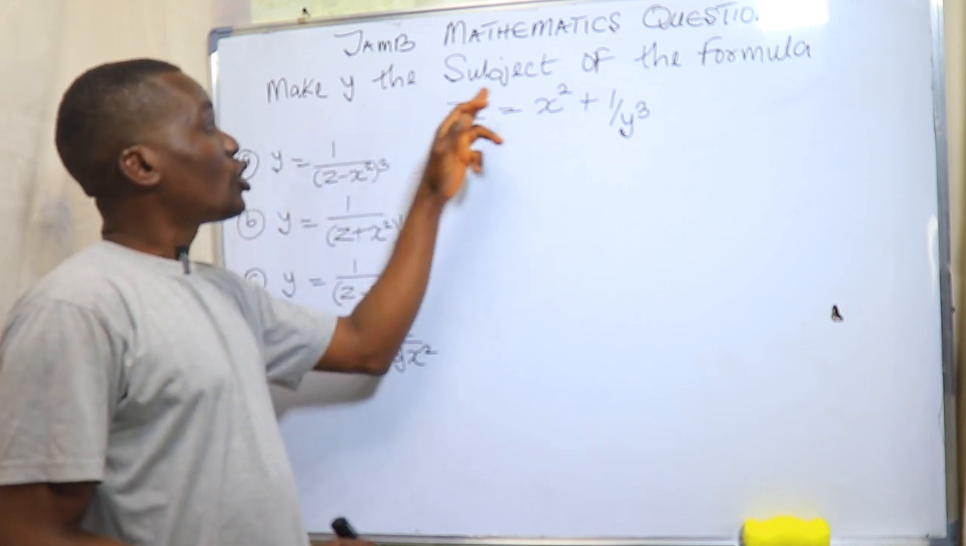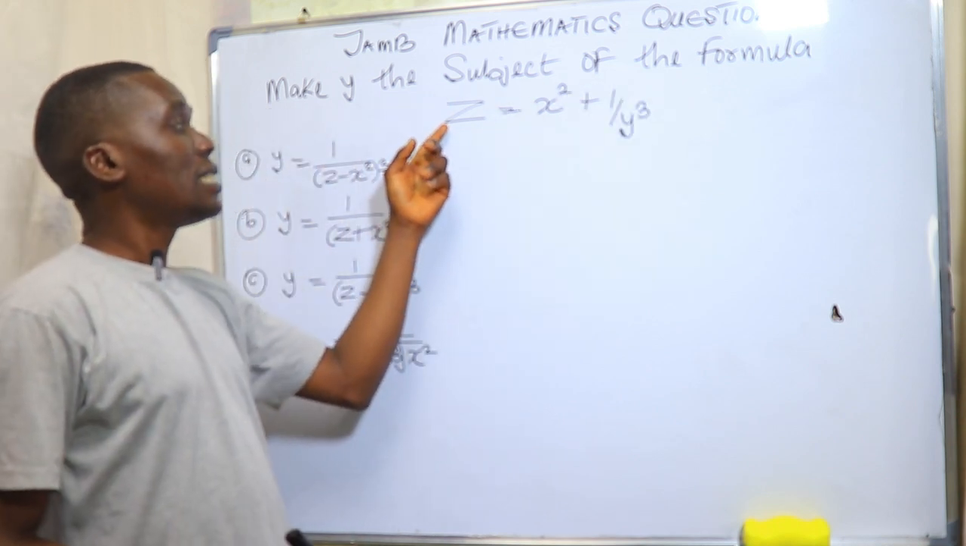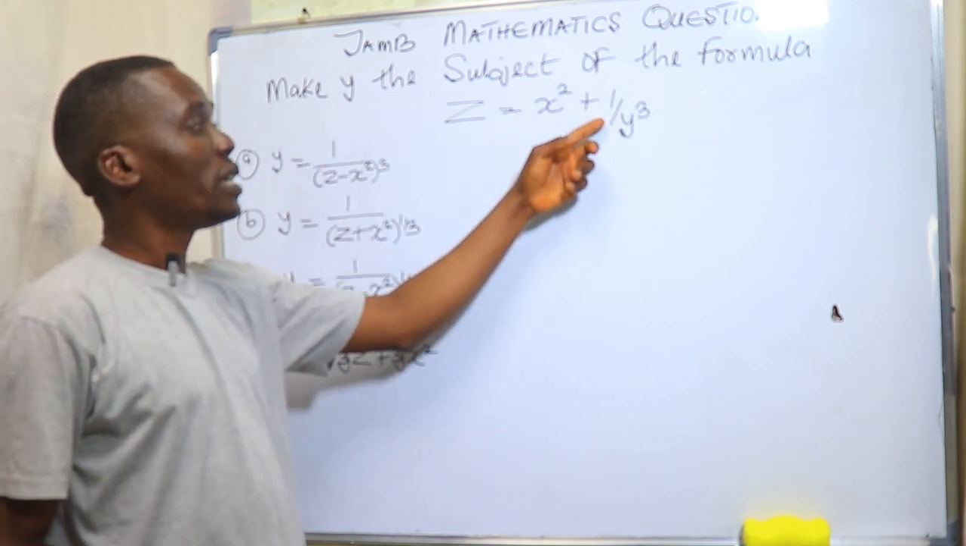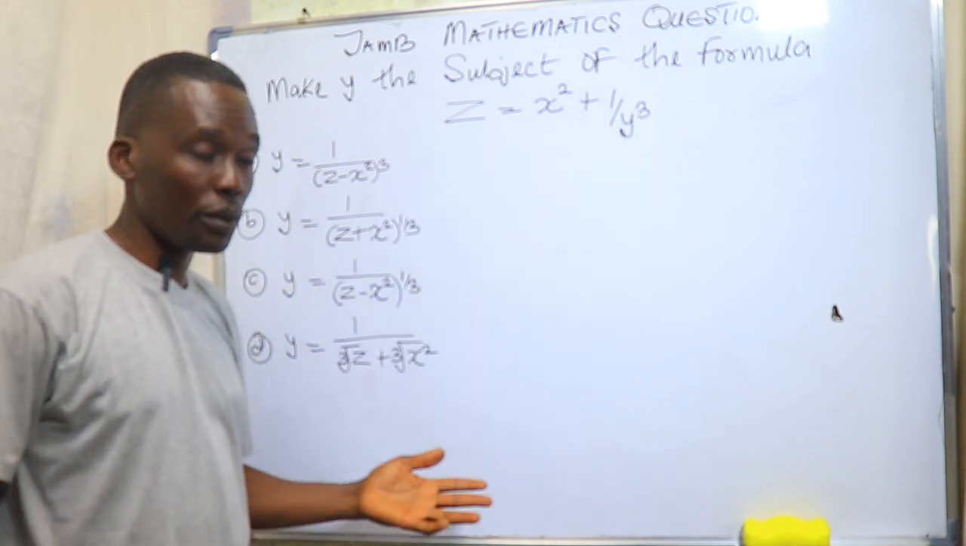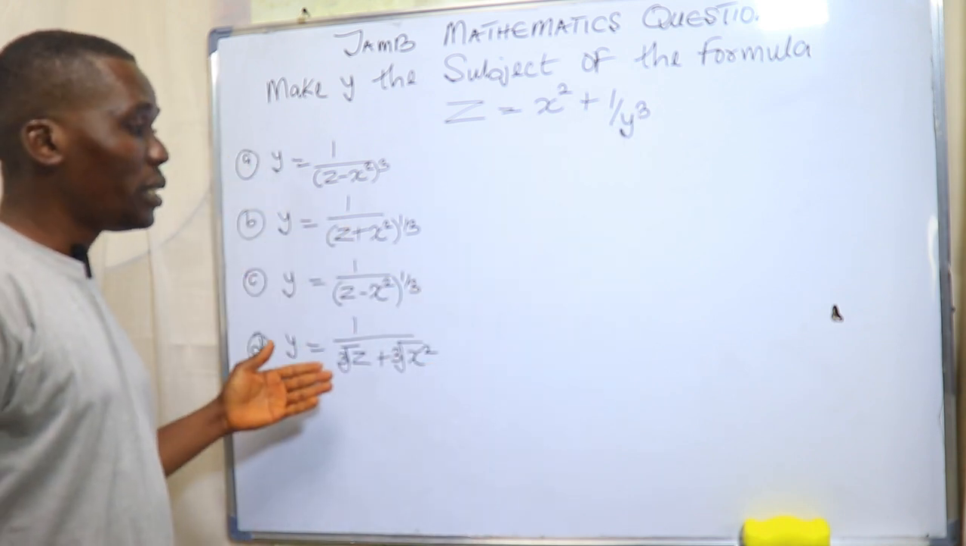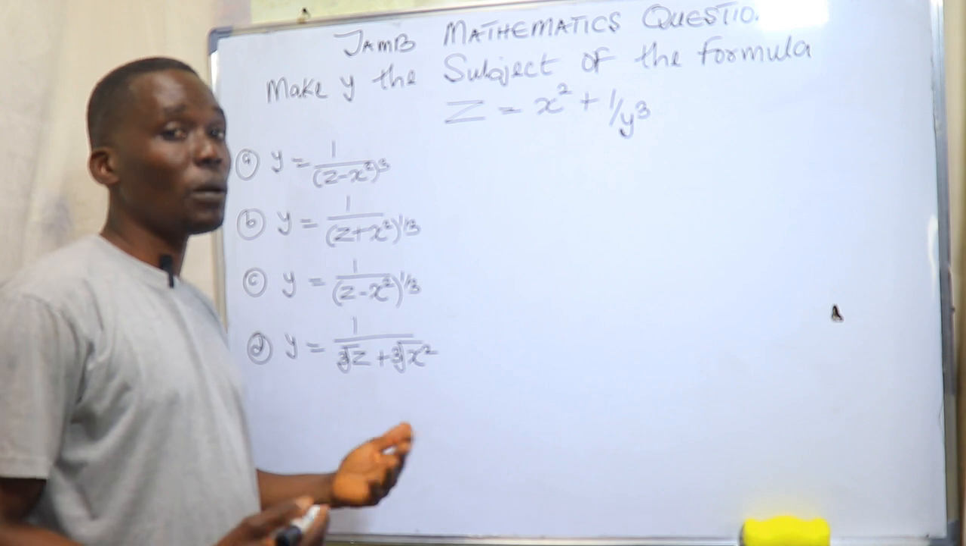Make y the subject of the formula for z equal to x squared plus 1 divided by y to the power of 3. Now this is the option we then give you. This is a typical JAMB question.